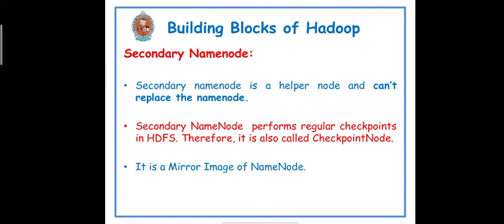Coming to secondary name node. Secondary name node is a helper node and cannot replace the name node. The secondary name node is one which constantly reads all the file systems and metadata from the RAM of the name node and writes it into the hard disk or the file system. Secondary name node is responsible for combining the edit logs with the FS image from the name node.